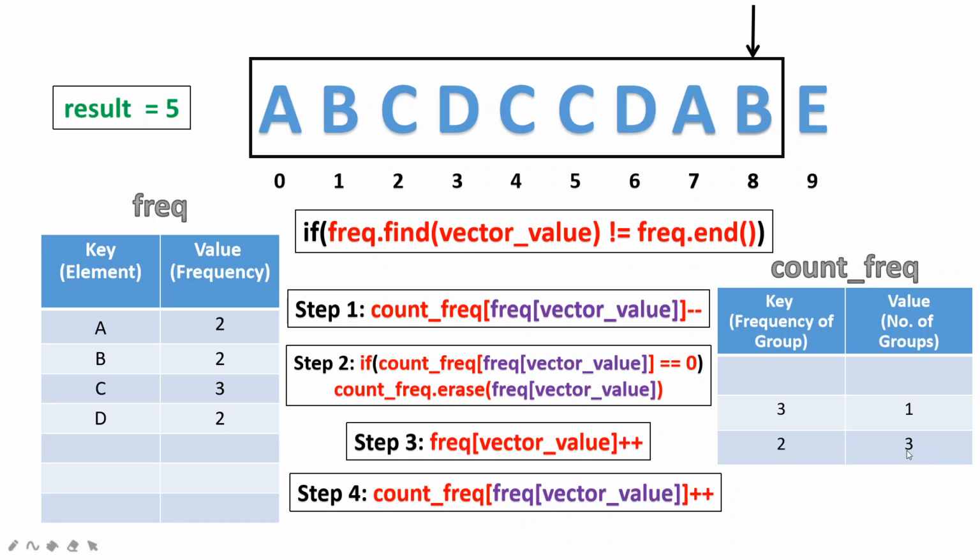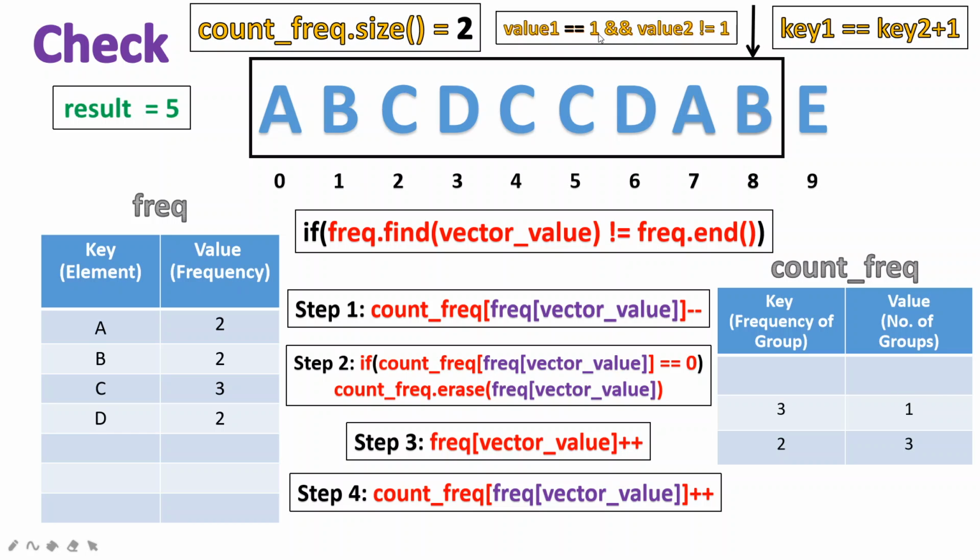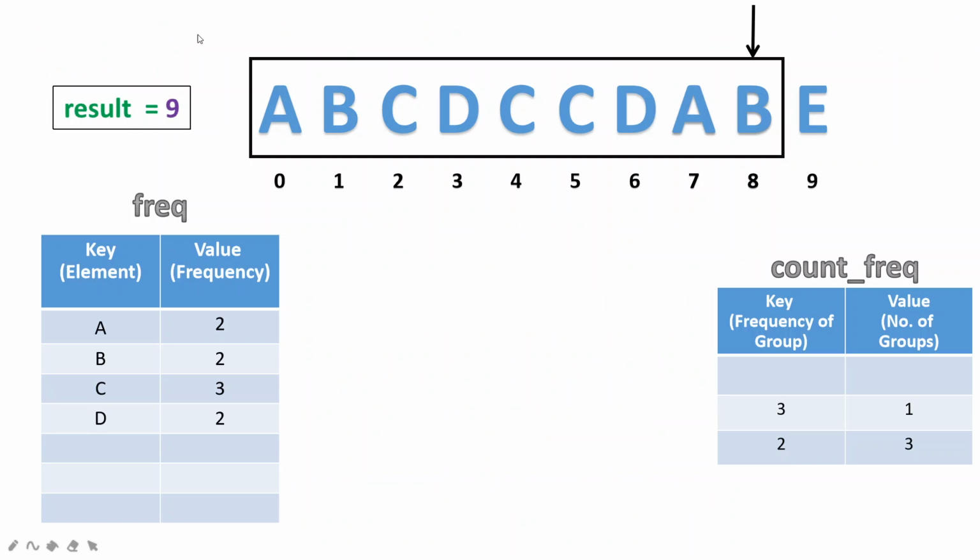Okay, so now we need to check, yes, we have our hash map. The hash map size is 2, and one of the values is 1, right? So one of the values is 1, and the key corresponding to it is actually greater than the other key. So this is a satisfying condition, hence we'll update our result to the length of the prefix array. And what is this? 8 plus 1, that is 9. Hence the result becomes 9.